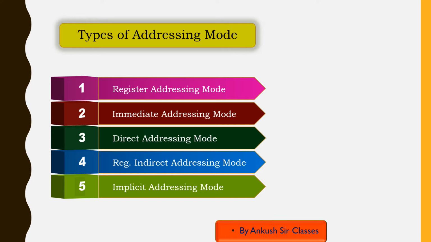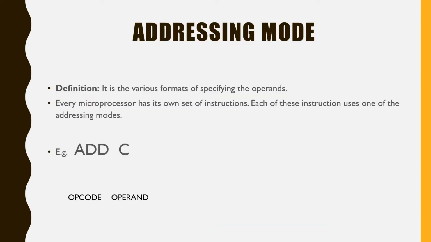In that I already explained these two, register addressing mode and immediate addressing mode. Now in these slides I will show you the third, fourth and fifth addressing modes. Before going to discuss the remaining addressing modes, first of all we will revise addressing mode. In the first part also I explained what the addressing mode is. Just now we are revising.